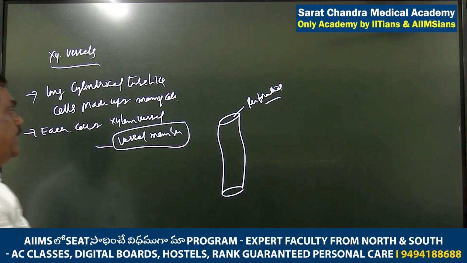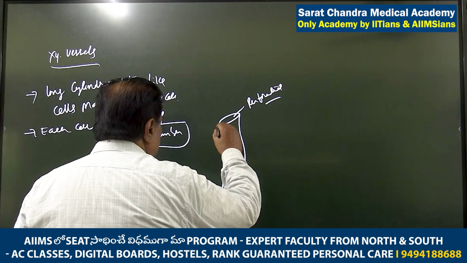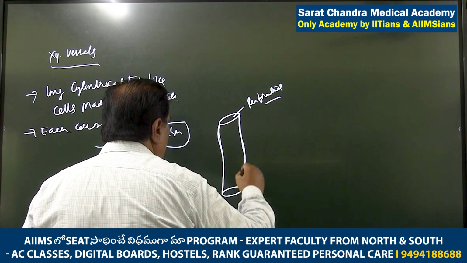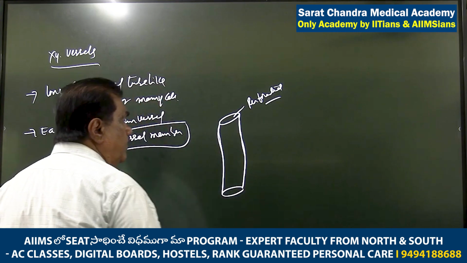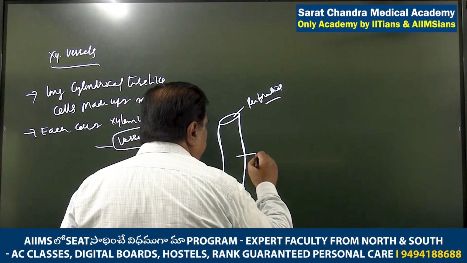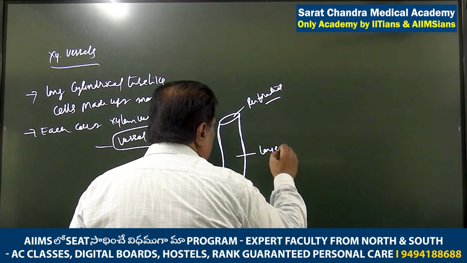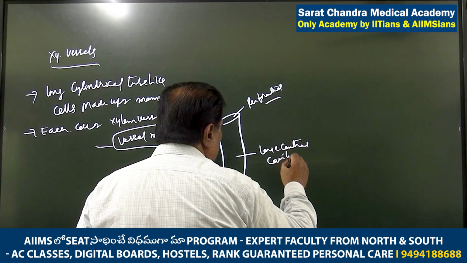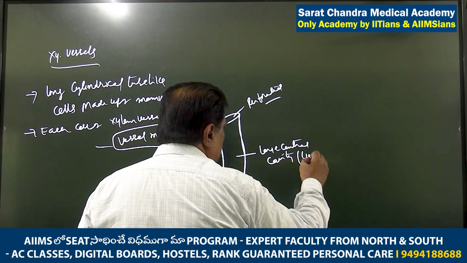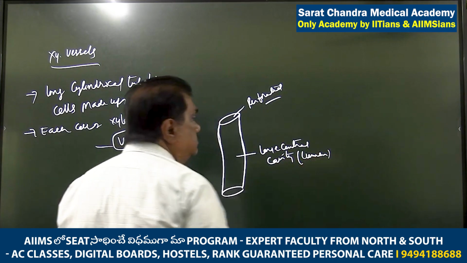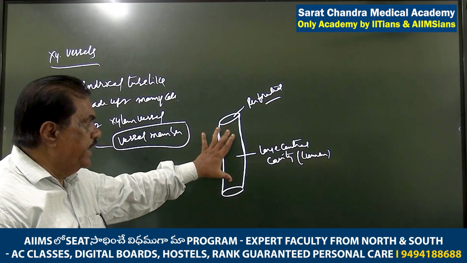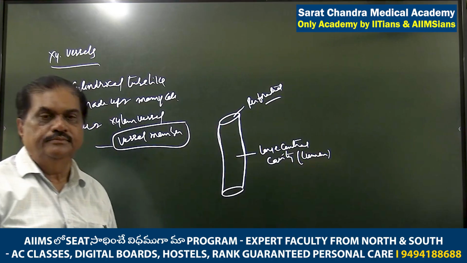The cell wall is thick and is made up of lignin. This is the cell wall, which is made up of lignin. Due to the absence of protoplasm, there is a large central cavity. That is nothing but the lumen.